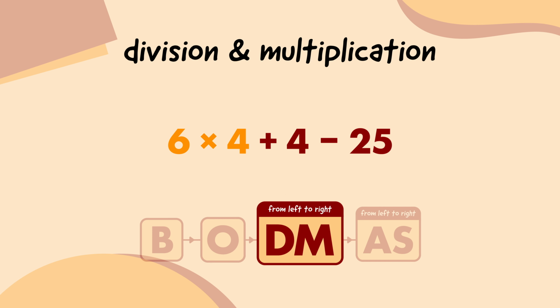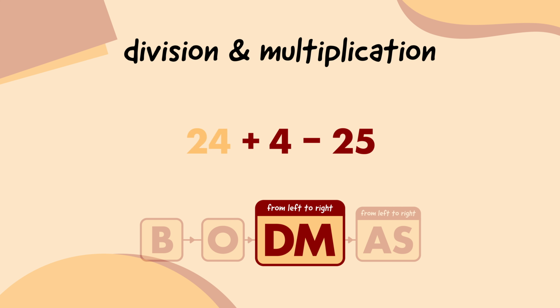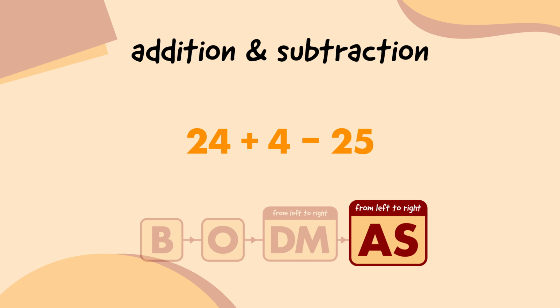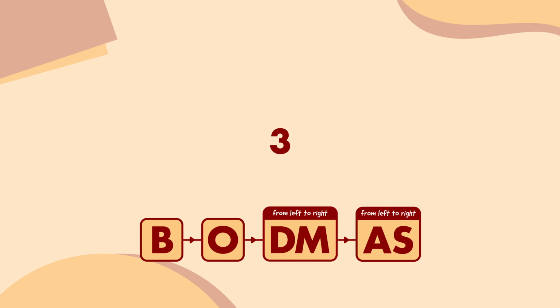Now, let's do DM, division and multiplication. 6 multiplied by 4 is equal to 24. Finally, we'll do AS, addition and subtraction, which we do from left to right. So I'll do 24 plus 4 to get 28, then 28 minus 25 to get 3. Great work, Susan. Wow, BODMAS made that equation so easy to solve.